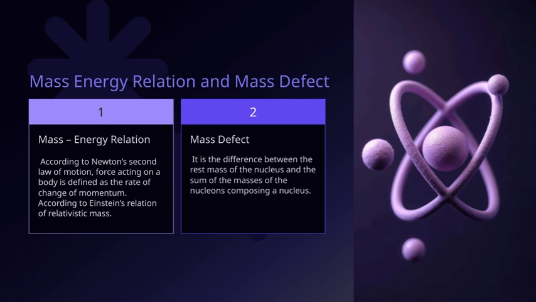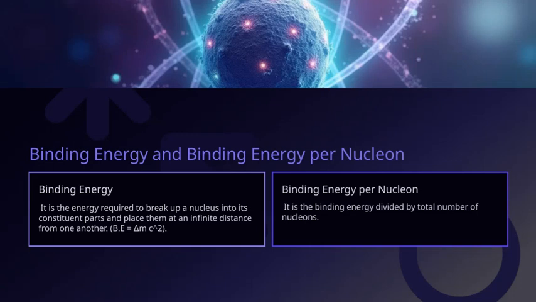The mass defect isn't just a curious fact. It's a window into how energy and matter interact at a fundamental level, explaining why nuclear reactions release such vast amounts of energy. Now, let's take a look at what we mean by binding energy per nucleon.